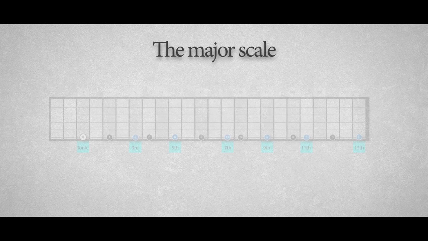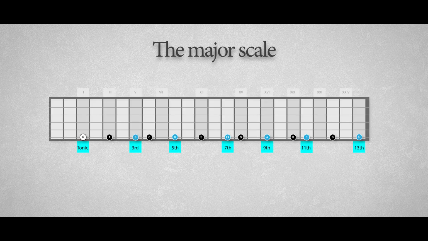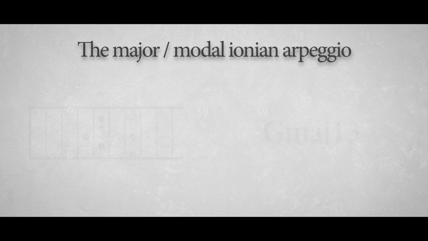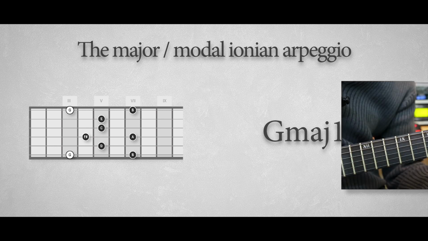Now we create a G major arpeggio by stacking thirds from the scale all up to the 13th note. Now we've played all the notes from the G major key by this: G, B, D, F sharp, A, C and E. An arpeggio with these notes would look and sound like this.